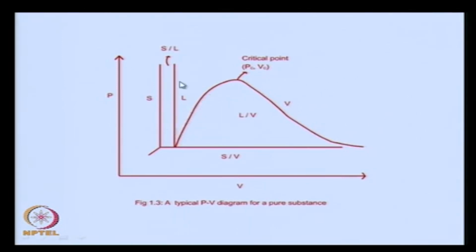And there are regions, unlike the PT diagram, where there were lines, combinations of temperature and pressure where the transition took place. Here we have regions over which transitions from one phase to another take place. For example, this region is the region over which the transition from the solid to the liquid phase takes place. This dome is the region over which the transition from the liquid to the vapor phase takes place, and so on.